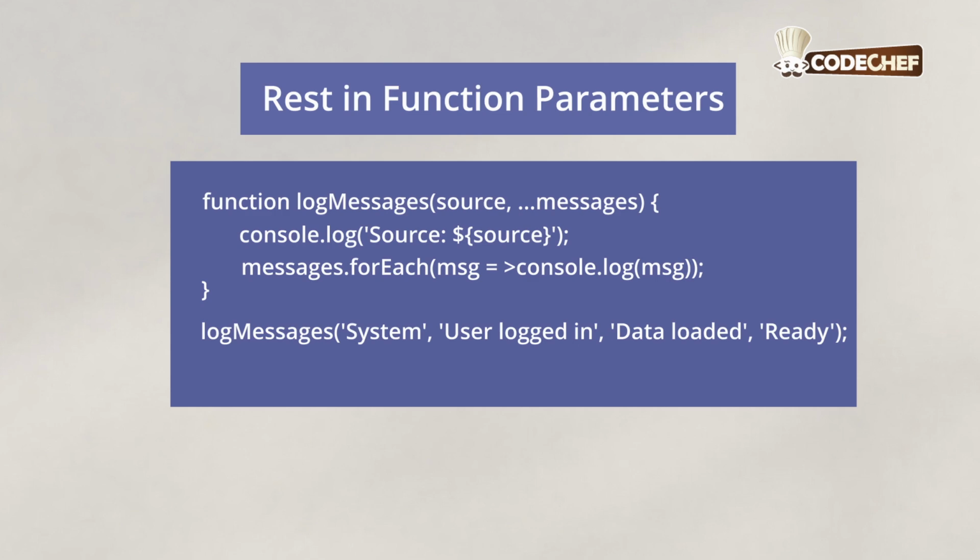Here, the first argument goes into source. All remaining arguments are collected into the messages array. This allows functions to accept any number of arguments cleanly. This replaces the older arguments object.